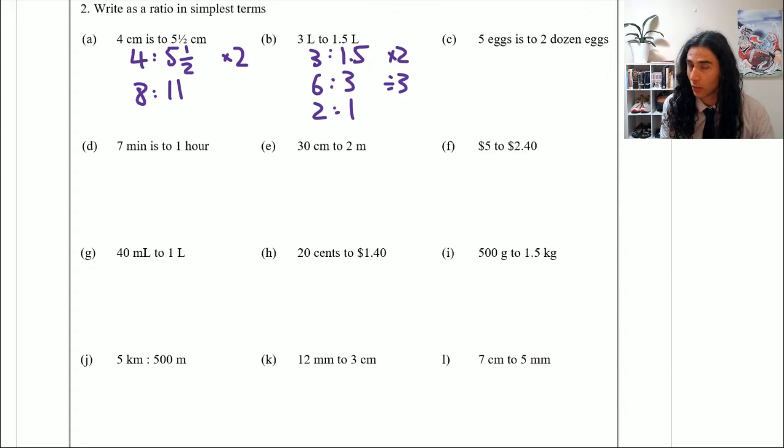A dozen is 12, so I'll leave that one to you. Minutes to hours you can do, centimeters to meters. Remember, convert first into the same units. So 7 minutes and 1 hour is 60 minutes. Can't even simplify that anymore. Whereas E, 30 centimeters, 2 meters is 200. Can simplify it. Divide by 10. And that you can't simplify any further.